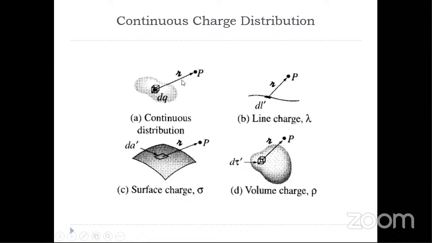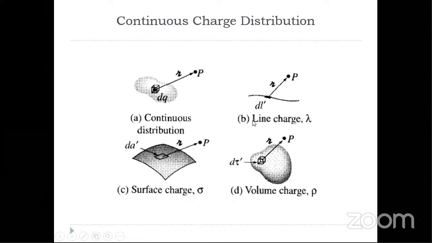But this is a general situation. What are the typical configurations that we come across? There are three basic configurations. What are these three basic configurations? This is called the line charge. Now, what do you mean by line charge? The charge is distributed along the line, and therefore it is called a line charge.